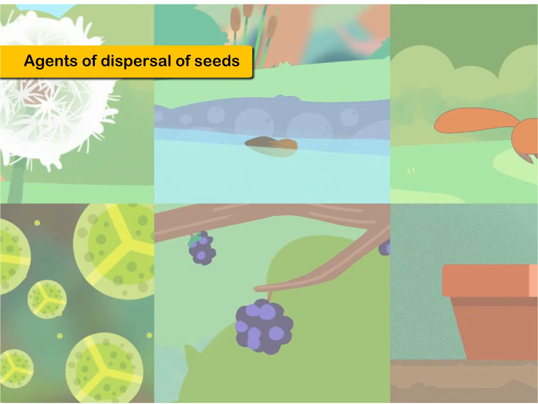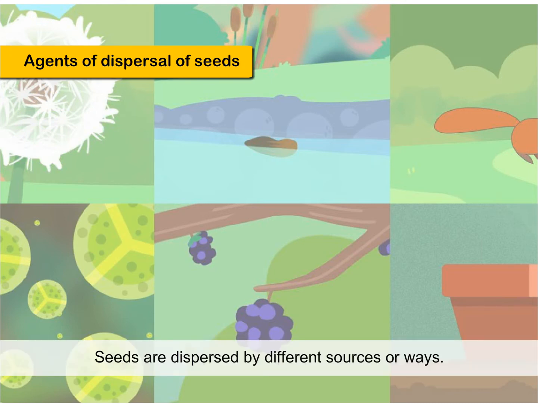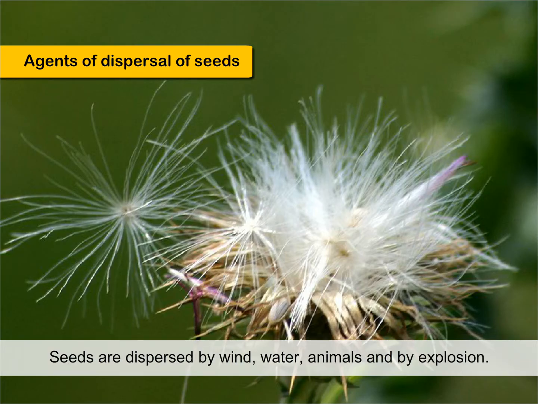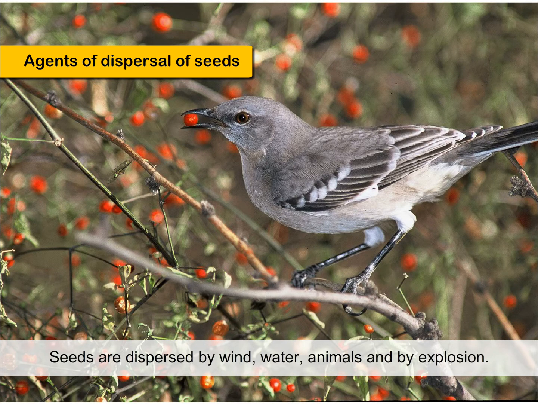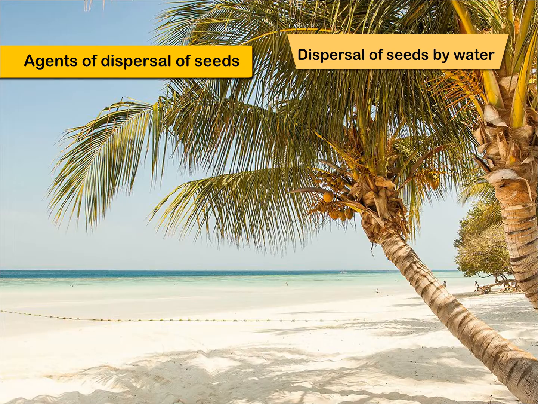Agents of dispersal of seeds. Seeds are dispersed by different sources or ways. They are called the agents of dispersal of seeds. Seeds are dispersed by wind, water, animals, and by explosion.